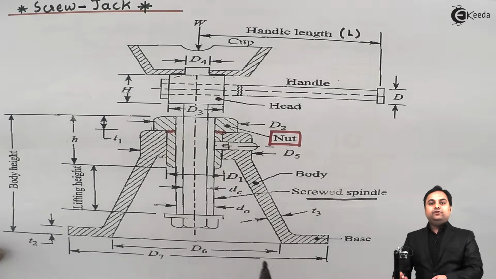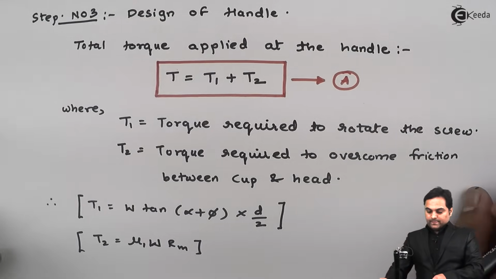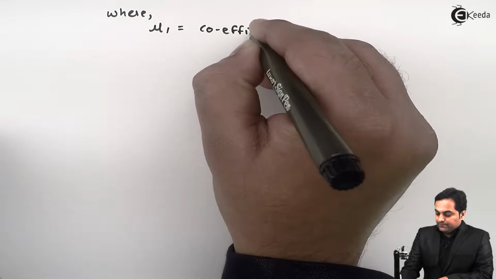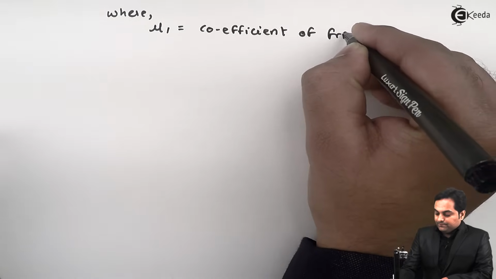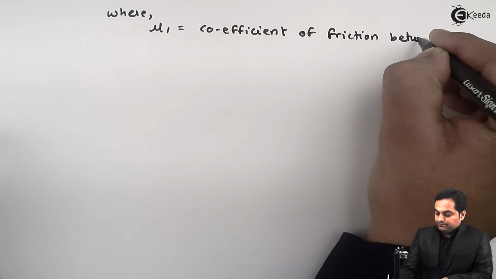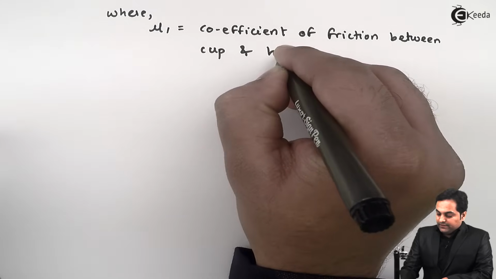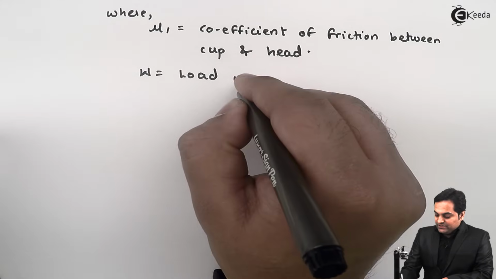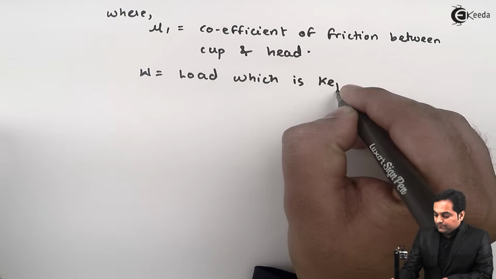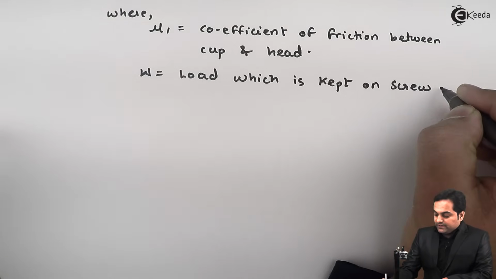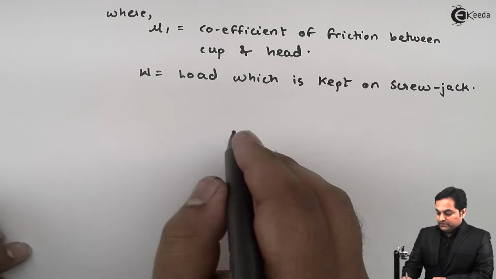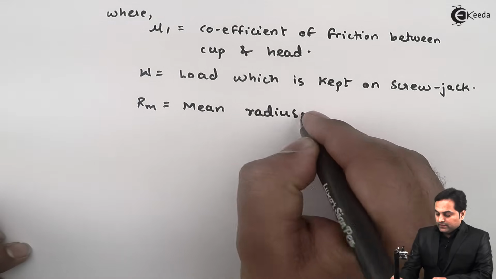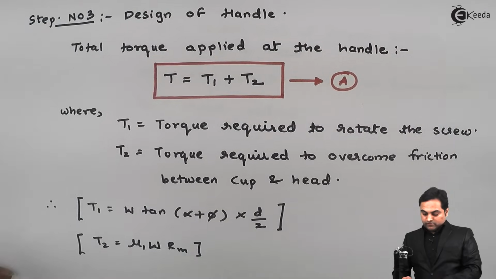So the coefficient of friction has two different values. Here mu1 is equal to the coefficient of friction between cup and head. Next, W, as we know, is the load which is kept on the screw jack. Now the term Rm is called the mean radius, and for Rm we have two different values.